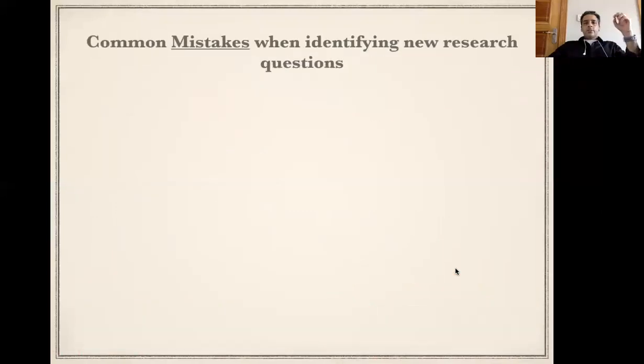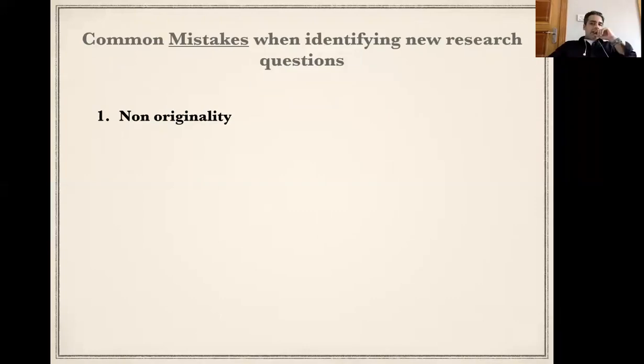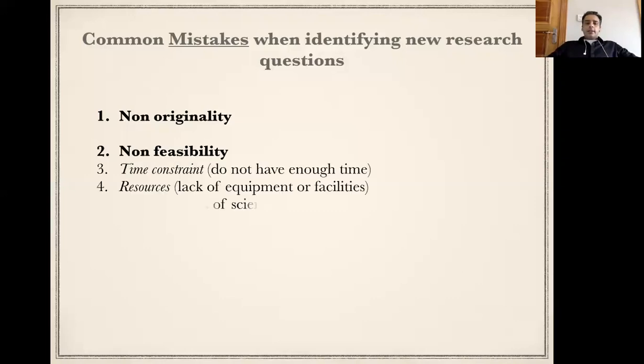So some common mistakes that we generally make while identifying the question: it's non-originality, it's not original. Then we also have non-feasibility of all these things: resources, time constraints, lack of knowledge. So these are some mistakes that we generally make while finding our research questions.